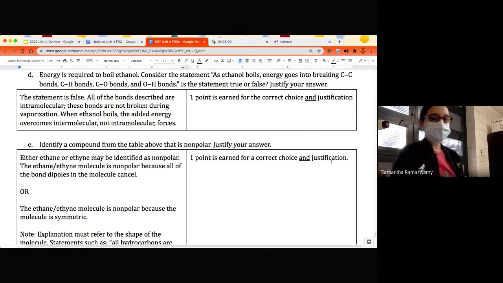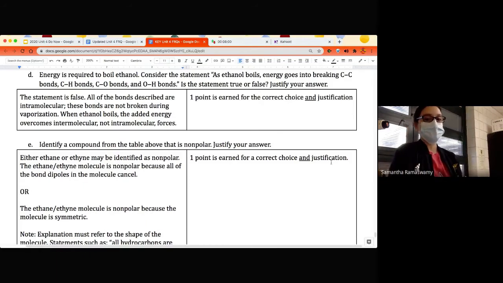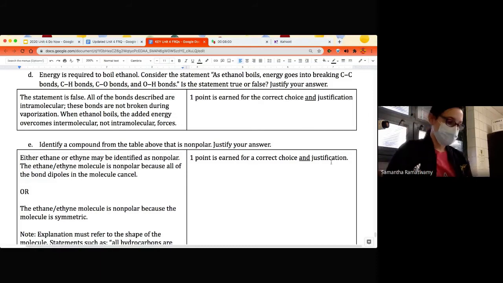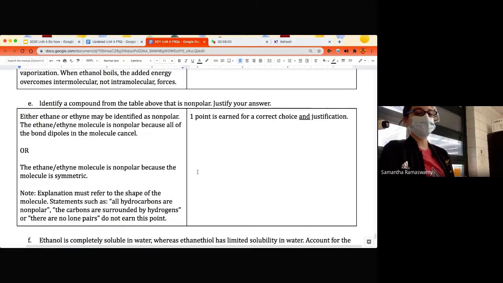And then part E, identify a compound from the table that is nonpolar and justify your answer. So you could have picked one of 2 different molecules. You could have said ethane or ethine. Either one of those would have been a good answer. And the reason needs to either be 1, that all of the bond dipoles cancel, or 2, the molecule is symmetric. Most people probably would have said that it's symmetric.